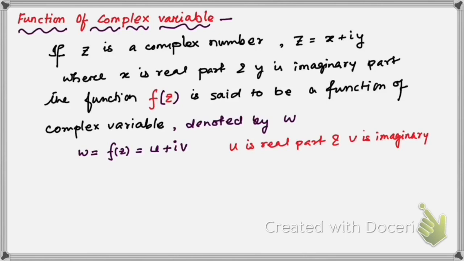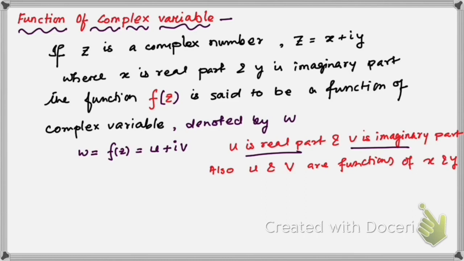If f is a function of complex variable, then f of that complex variable is also a complex number. So u plus iv is in complex form, where u is the real part and v is the imaginary part. They are functions of x and y. It doesn't mean that u is a function of x only. It may be a function of both x and y, and similarly v may be a function of both x and y.